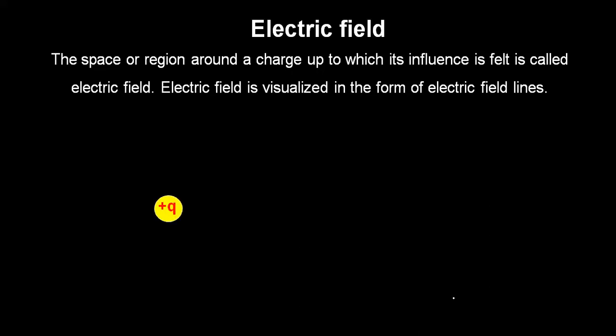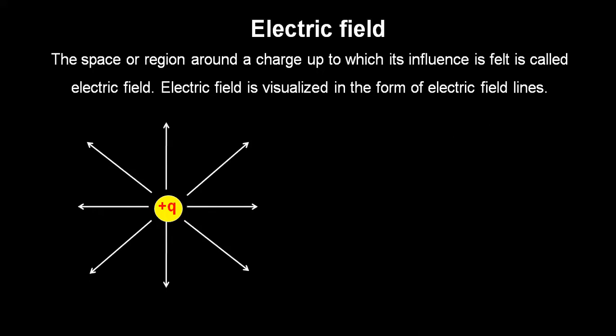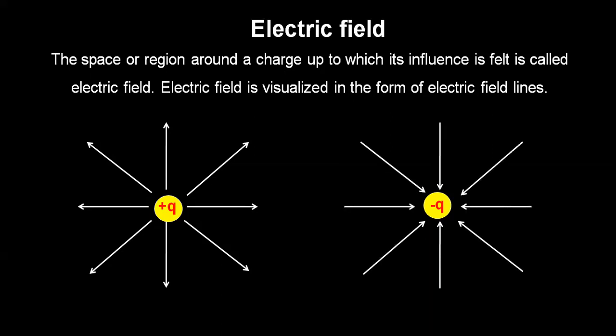Now let me consider an isolated positive charge, plus Q charge. If I try to represent the electric field around this charge in the form of electric field lines, it will be straight lines directed outwards. Now let me consider an isolated negative charge, minus Q. If I attempt to draw electric field lines around it, it will again be straight lines, but with one difference: it will be directed inwards. So for an isolated positive charge, the field lines are straight lines directed outwards, and for an isolated negative charge, they are straight lines directed inwards.